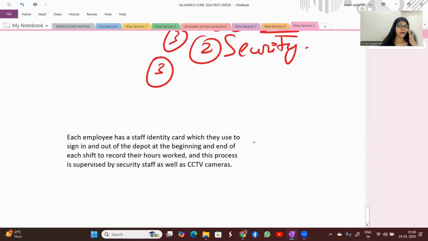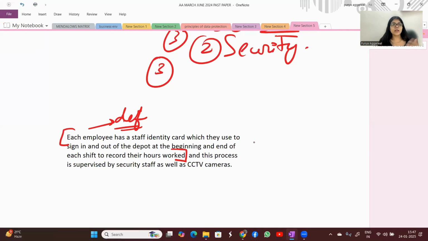Right. Reading the statement again: each employee has a staff identity card, which they use to sign in and out of the depot at the beginning and end of the shift to record their working hours. If I read till here, do you guys think this is a deficiency or a control? I think this is a deficiency. Why? Because if I am an employee, my friend is also an employee, and nobody is looking at me and my friend has that identity card.